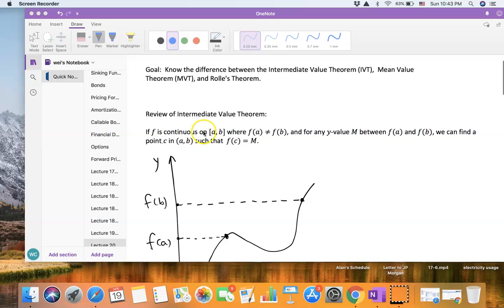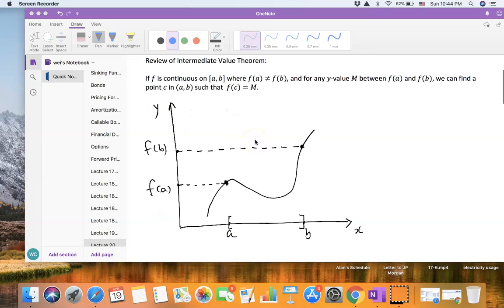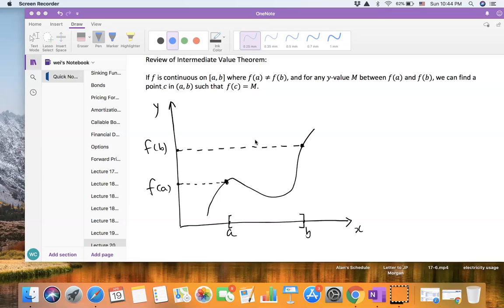The intermediate value theorem says if a function is continuous on a closed interval [a, b], and the function value at a and the function value at b are not equal, and for any y value capital M between f of a and f of b, then the conclusion is we can find at least a number c between a and b such that the function value at that number c equals capital M. So what does this theorem mean?